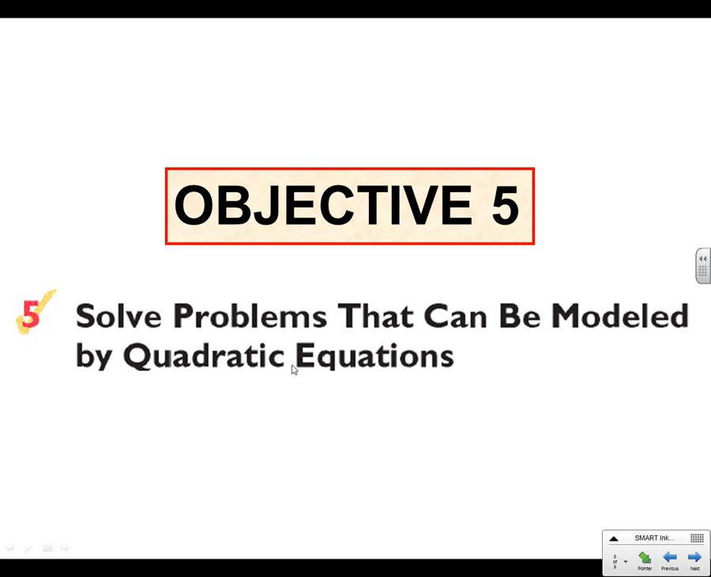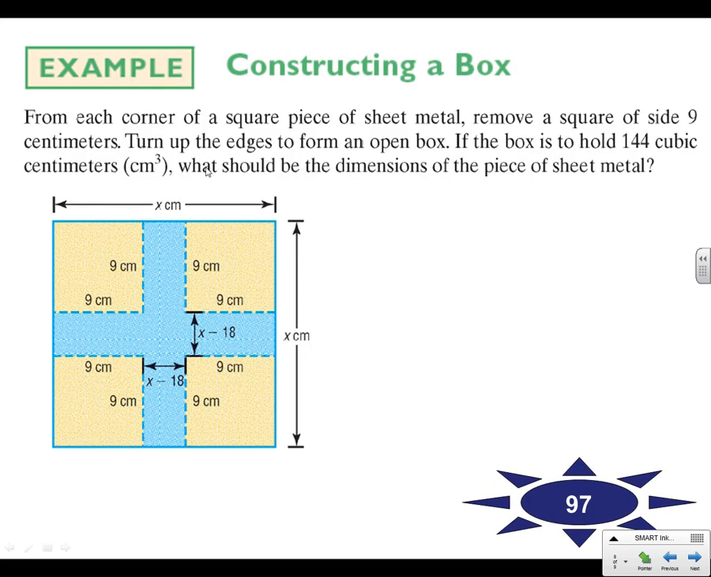All right, last objective. We're going to do some word problems here. Solve problems that can be modeled by quadratics. All right, ooh, look at this. I like it. From each corner of the square piece of sheet metal, remove the square of side 9. So we're making snips right here and here. We're going to turn the edges up to form a nice rectangular box with an open edge. The box is to hold 144 cubic centimeters. What should be the dimensions of the piece of sheet metal?